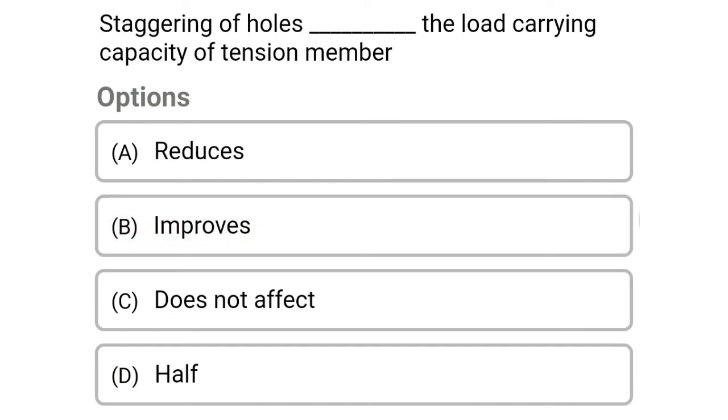So next question, staggering of holes dash the load carrying capacity of tension member. Option A reduces, option B improves, option C does not affect, option D half. So the correct answer is option B improves.